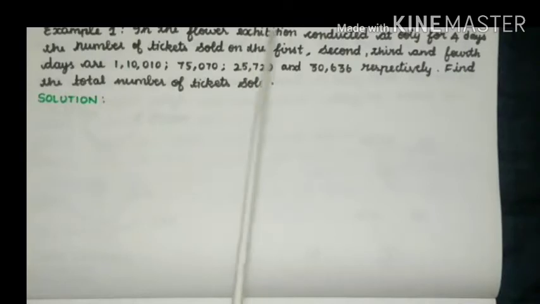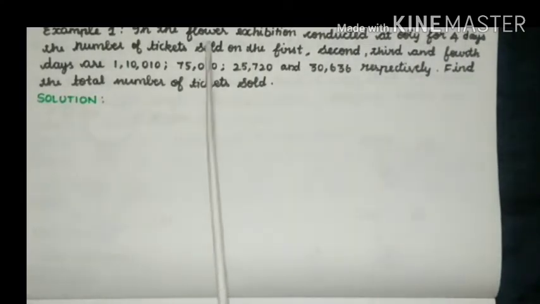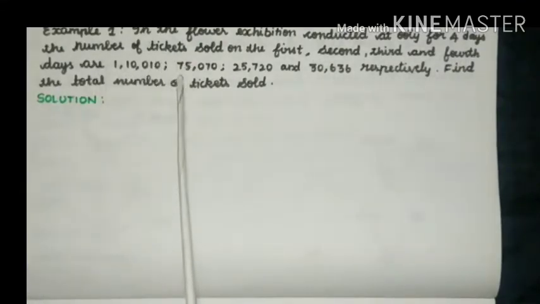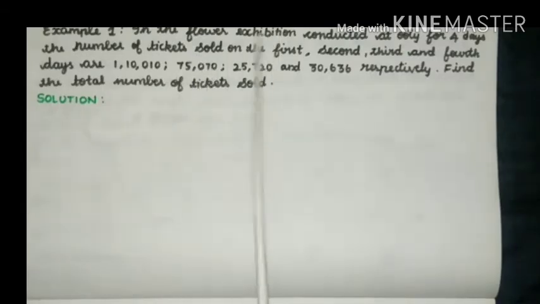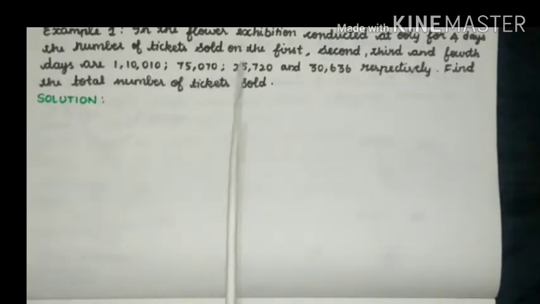In the flower exhibition conducted at Ooty for 4 days, the number of tickets sold on the first, second, third and fourth days are 1,10,010, 75,070, 25,720 and 30,636 respectively. Find the total number of tickets sold.